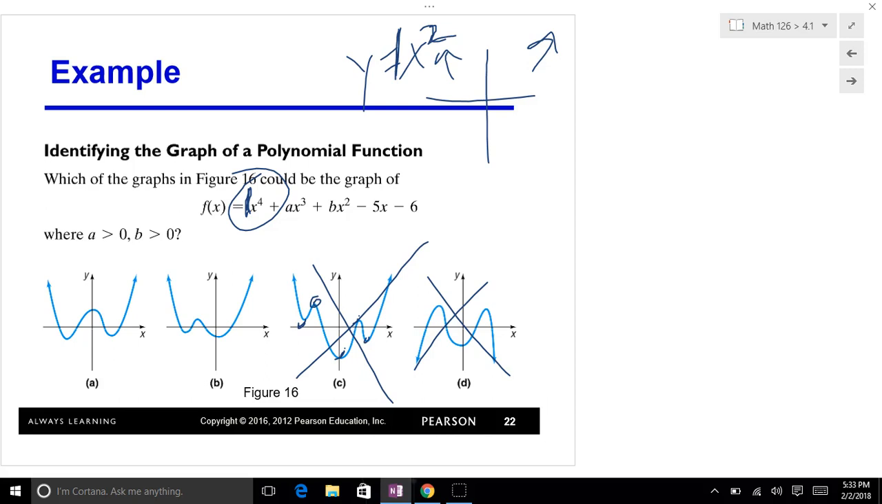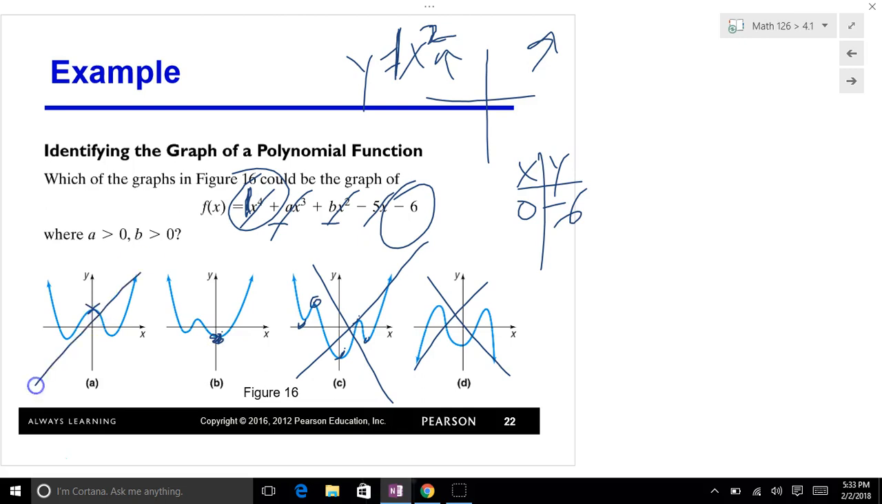And then the last part, we don't know A and B, but that's okay. Here's a little trick, find your y-intercept. Throw 0 in for x. Well, that's gone, because you got 0 for x, and you're left with negative 6. If you throw 0 in for x, you got negative 6. It's got to be this one right here because this one's above the x-axis, so that one's out. So B it is.